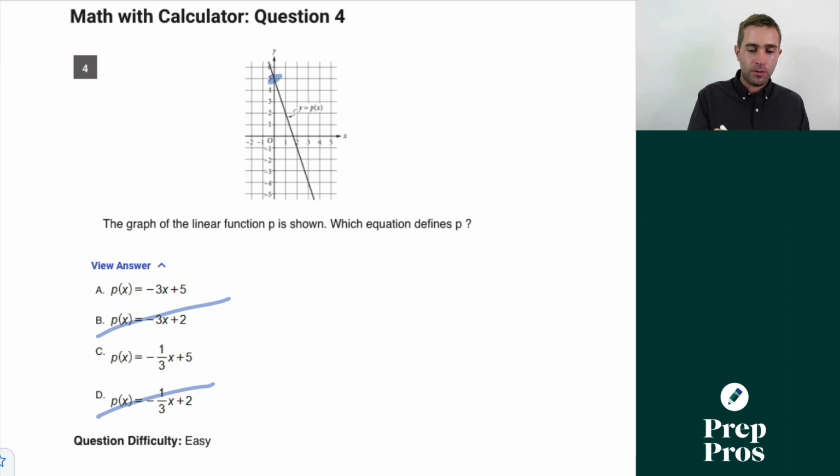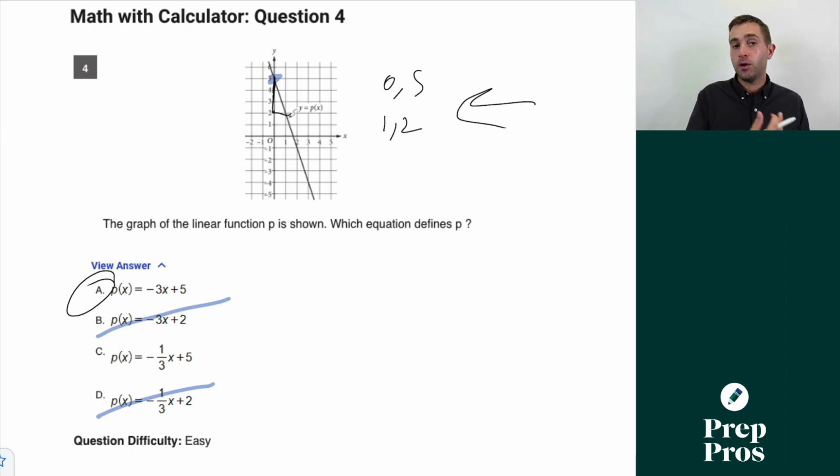Now I'm just dealing with the slope. To be really safe, you could pick 2 points, (0, 5), and we could pick the point (1, 2). But this one is also easy enough that I can see I'm going down 3 over 1. That's going to give me a slope of -3. You'll get the same thing if you do y2 minus y1 over x2 minus x1 using those points.